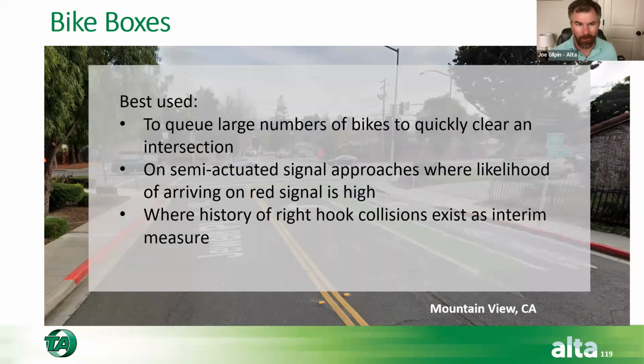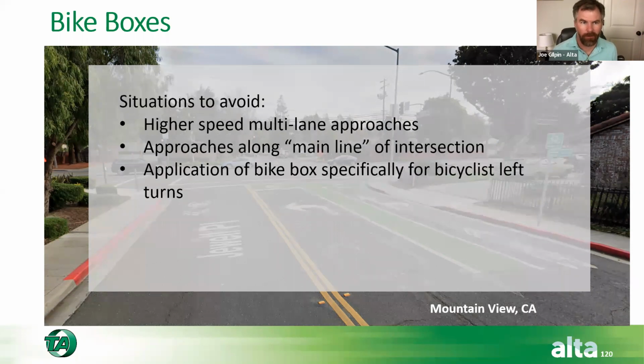So again, these are my own guidance. You'll see this a little bit between the lines in some of the guidance that's out there, but the MUTCD, or at least the interim approval, is very silent in terms of when to use a bike box. It just gives you the conditions for how to design one. So here, again, queuing large numbers of bikes to quickly get them out of the way, it's a capacity benefit. Another one would be if you're arriving on red almost all the time, then they can be good for left turns or for whatever, just getting people to the front of the queue again, or where you have a history of right hook collisions.